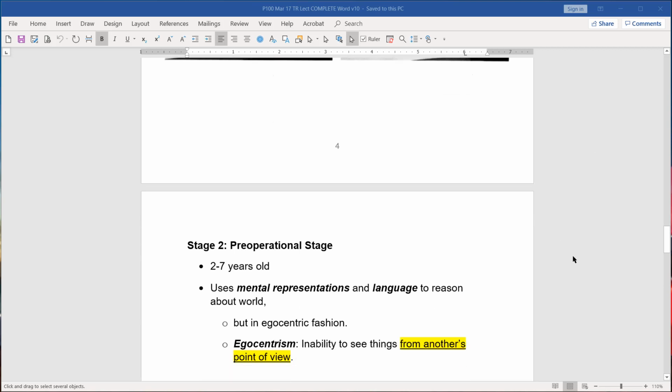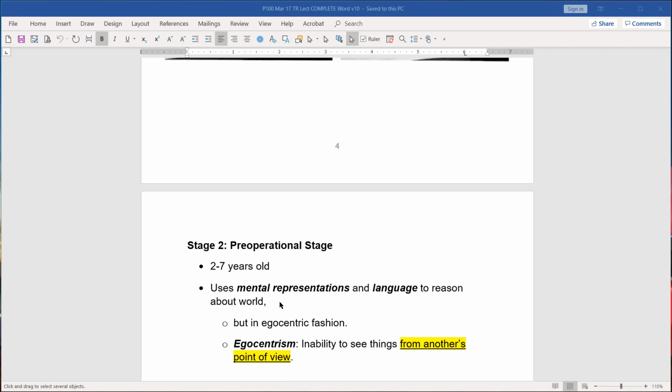We move up a stage to stage 2, the pre-operational stage. Most of us are in the pre-operational stage around ages 2 to 7. What are some of the big developments? What are some big characteristics of the pre-operational stage? It's during this stage that we start using mental representations and language to reason about the world, but we do so in an egocentric fashion.